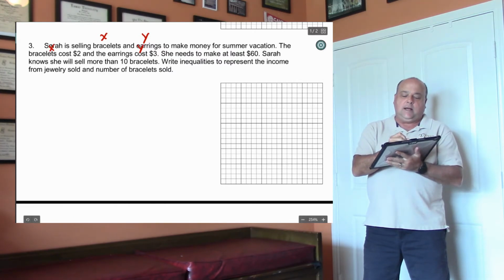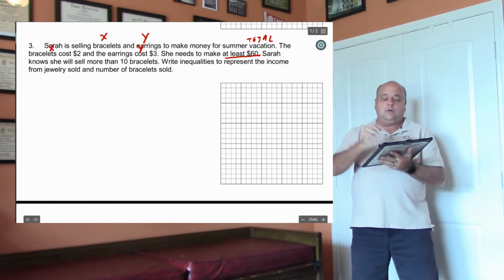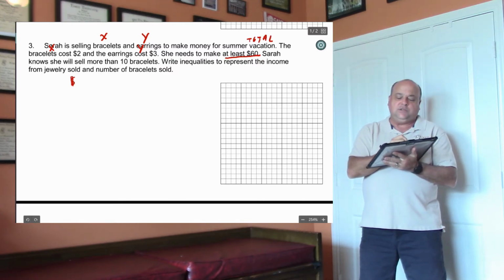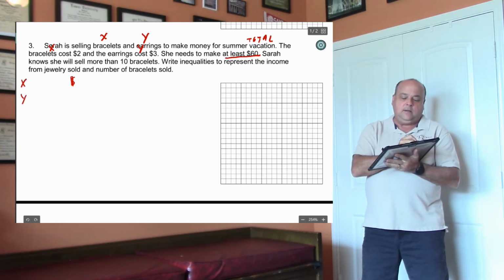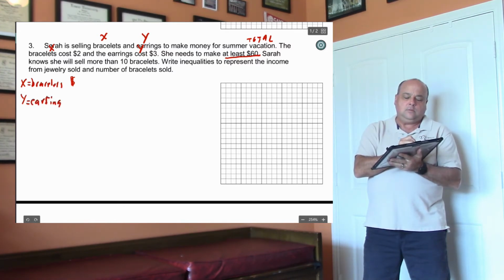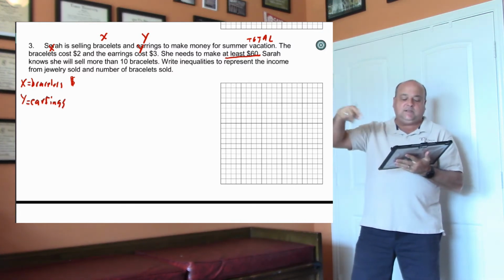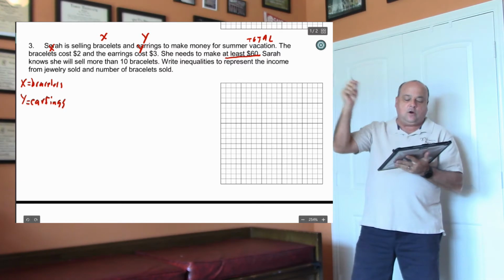So x and y. And she needs to make at least 60. That's going to be our total. So this is our money equation, right? So our money equation is going to be, and write down x and y. X is going to be the bracelets. Y will be the earrings. So X is the bracelets, Y is the earrings, and then we're going to write down our money equation.